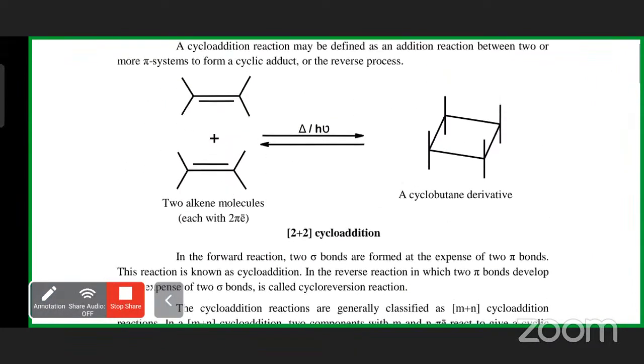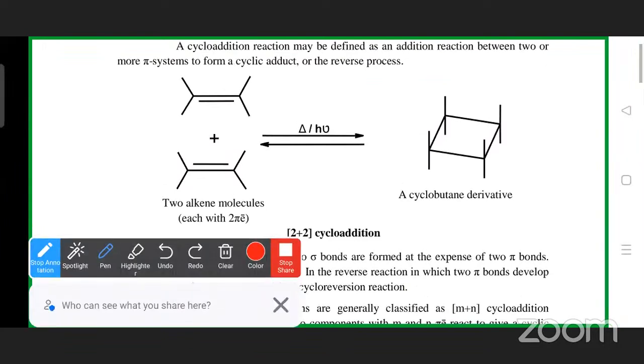And you see, this is the example of a 2+2 cycloaddition reaction, because here there are two pi electrons, and here there are two pi electrons. So it is a 2+2 cycloaddition reaction, and we are getting the cyclic derivative here.